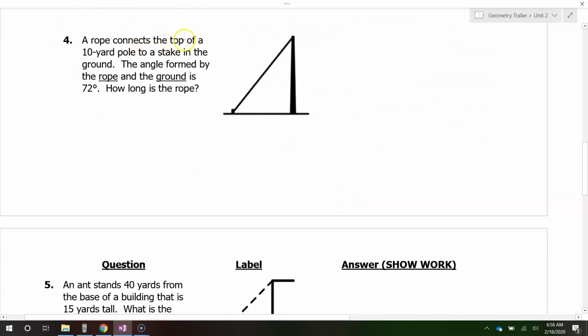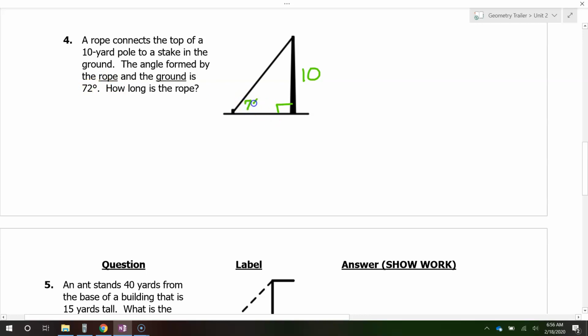All right, a rope connects the top of a 10-yard pole. All right, so here's the pole. That'll be my 10 yards right there. 90-degree angle, of course. To a stake in the ground. The angle formed by the rope and the ground is 72. Well, of course, here's the rope. Now, here's the ground down here. So the angle that they're talking about must be here on the ground.